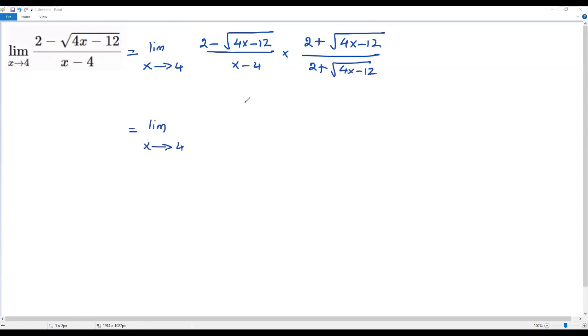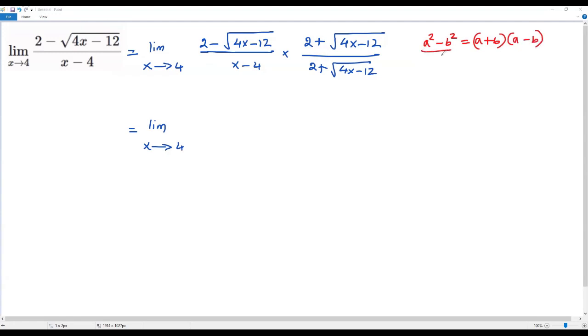When I consider the numerator, it is in the form of (a − b) times (a + b). Here, whatever we have in the first factor, the same stuff we have in the second. Instead of a we have 2, and for b we have √(4x − 12). Now let's consider an important basic algebraic identity, that is a² − b² equals (a + b) times (a − b).